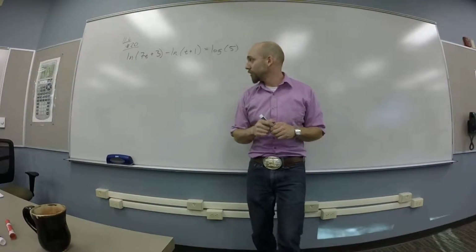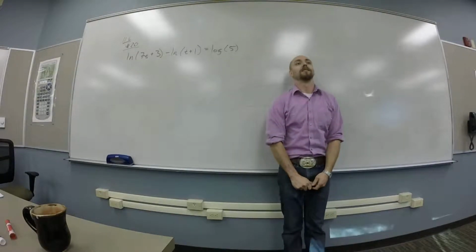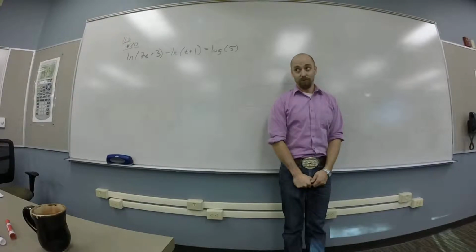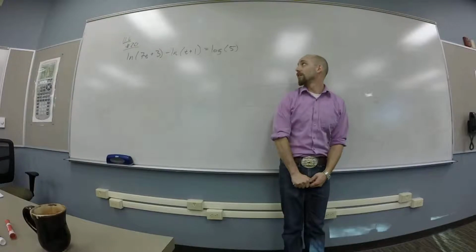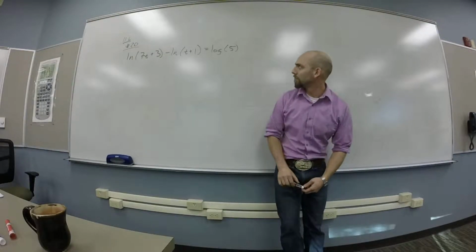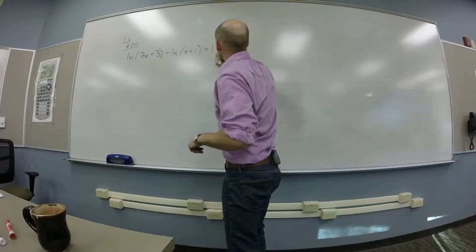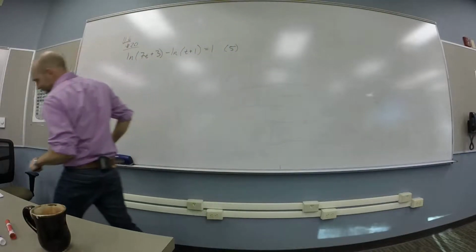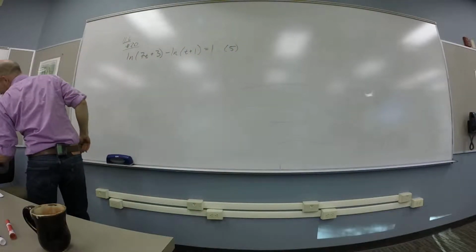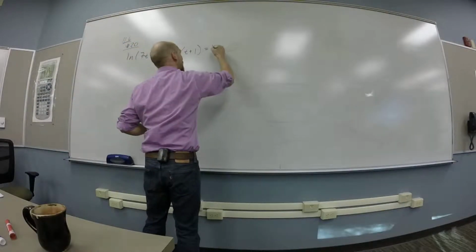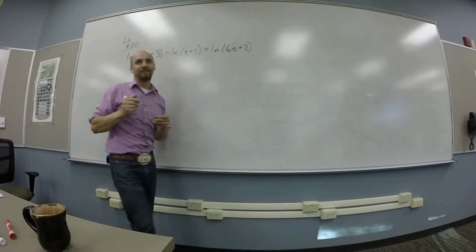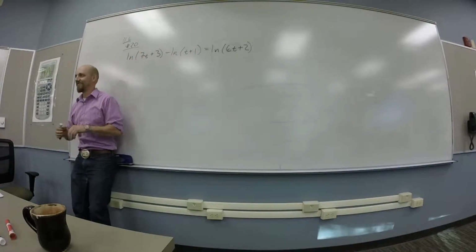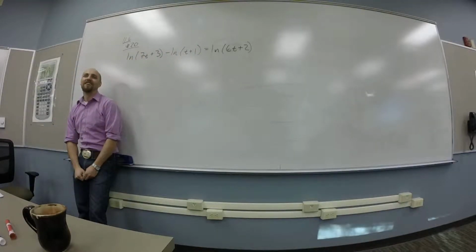Okay, so we would like to do 11.6, number 20. So we have the log of 7t plus 3 minus the log of t plus 1 is the natural log of 6t plus 2. Reading the long line, ln of 6t plus 2. Okay, good. All right, so now what?